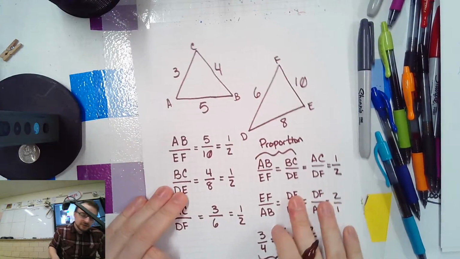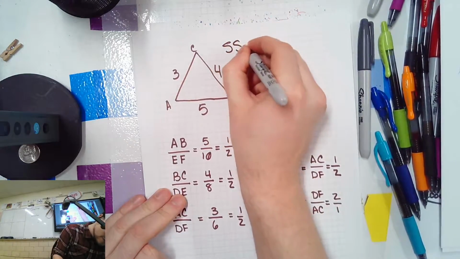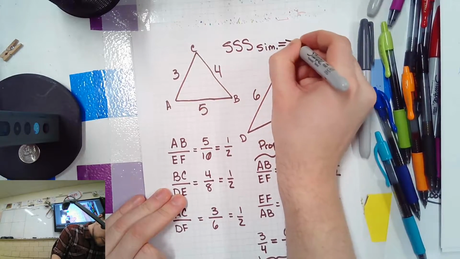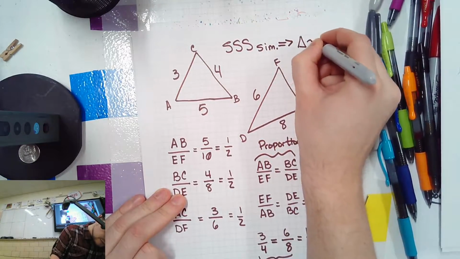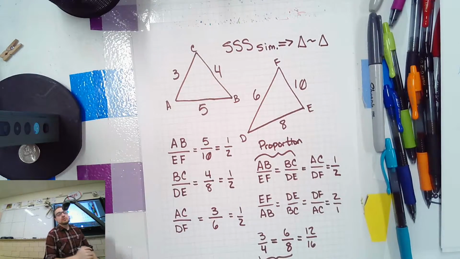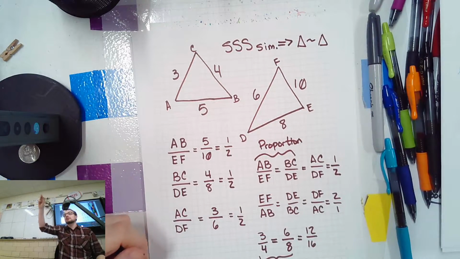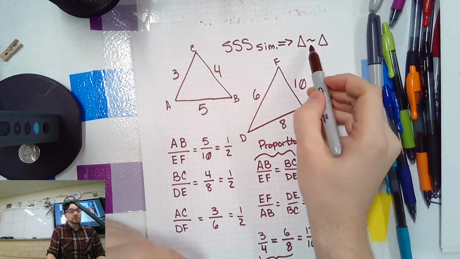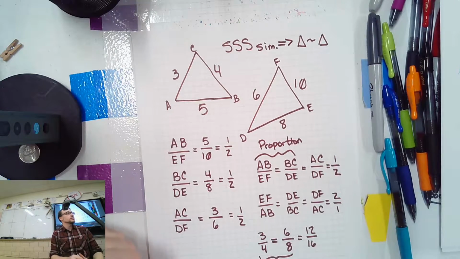So if all of the sides are similar, then we can say that the triangles are similar. This squiggle is the symbol for similar. It's the tilde, right? So you know how for congruency, we have the equal sign with the tilde over the top? That's congruent. Similar just uses the squiggle, the tilde. Okay?